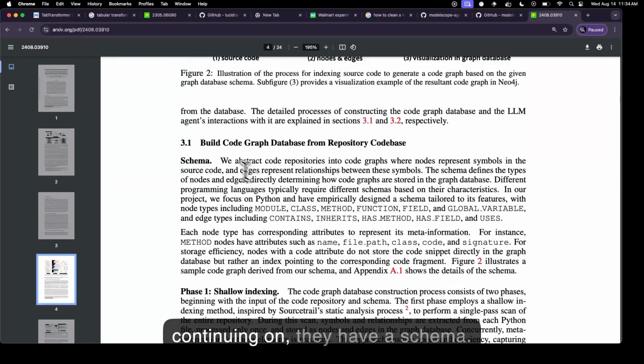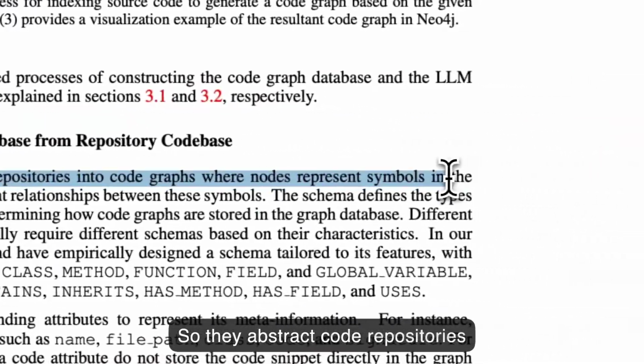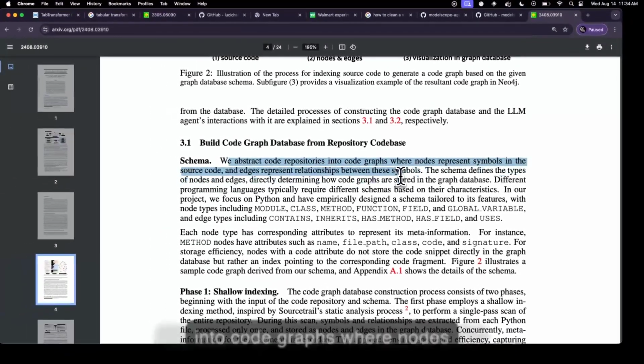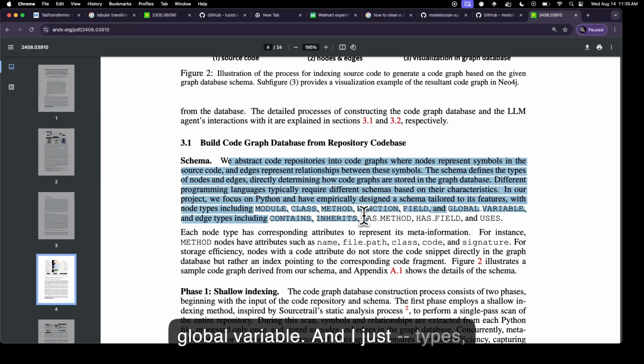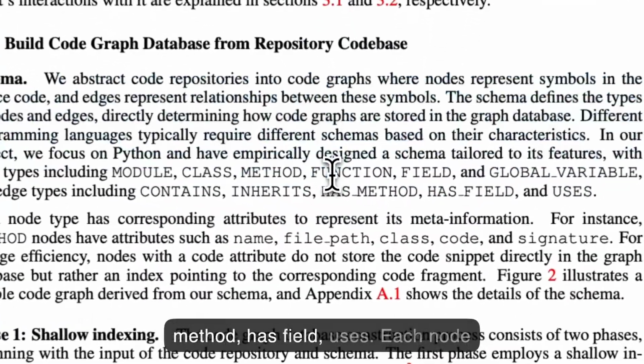So continuing on, they have a schema. They abstract code repositories into code graphs where nodes represent symbols in the source code and edges represent relationships between these symbols. The schema defines the types of nodes and edges, directly determining how code graphs are stored in the graph database. Different programming languages typically require different schemas based on their characteristics. In our work, we focus on Python and have empirically designed the schema tailored to its features, with node types including module, class, method, function, field, and global variable, and edge types including contains, inherits, has method, has field, uses.